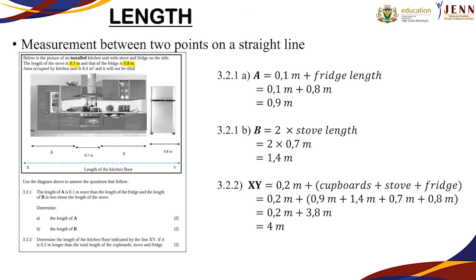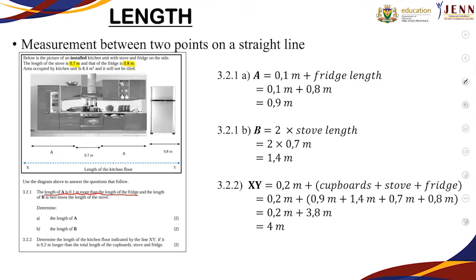Now let's go to an example, 3.2.1. It says, the length of A is 0.1 meter more than the length of the fridge, and the length of B is 2 times the length of the stove. Now they say, determine the length of A. So what did they say about A? They said the length of A is 0.1 more than the length of the fridge.